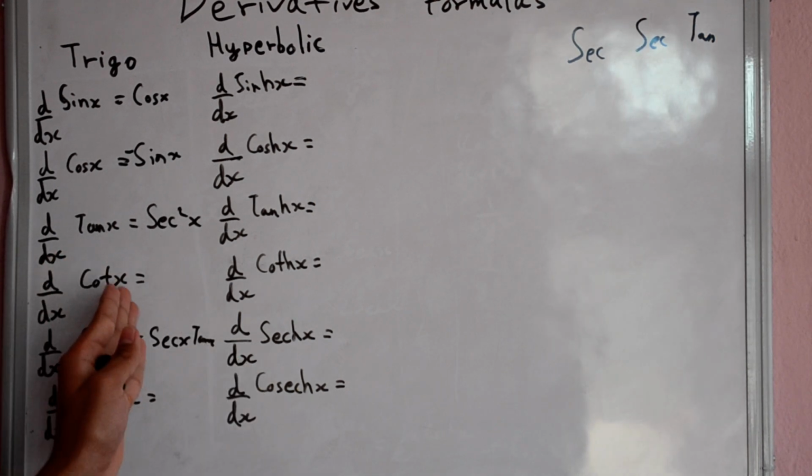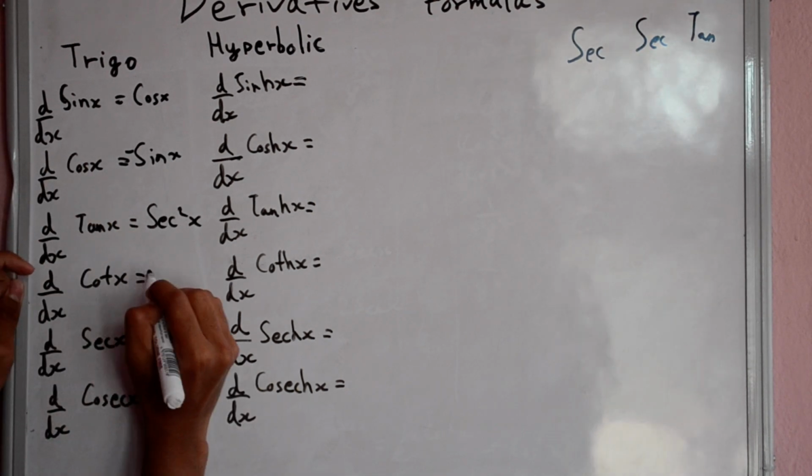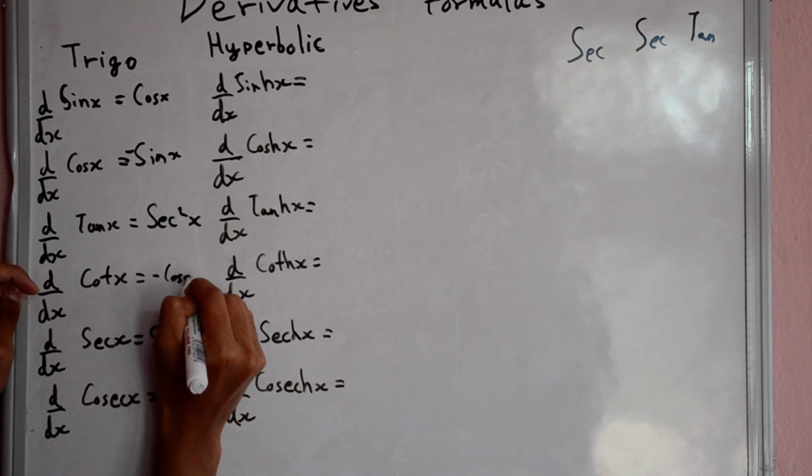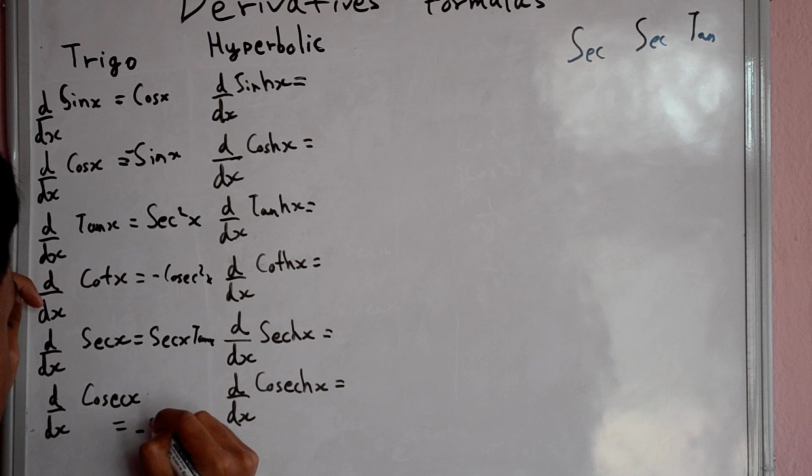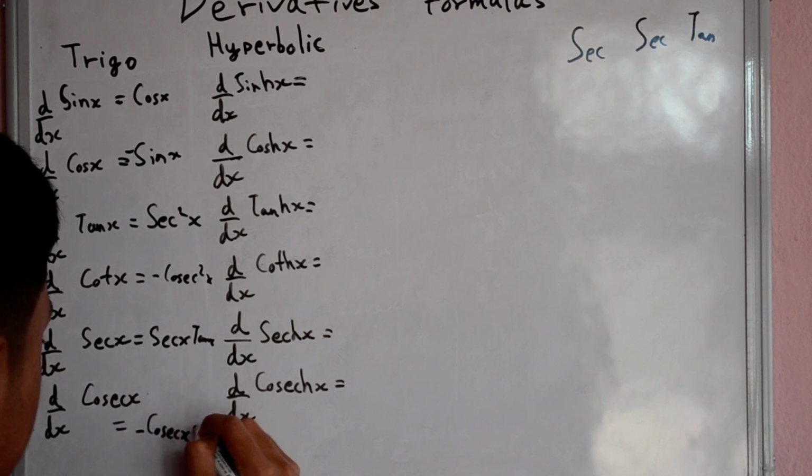Now for cot x, it's similar to tan x, in which it is minus cosec square x, and for cosec x, it is minus cosec x cot x.